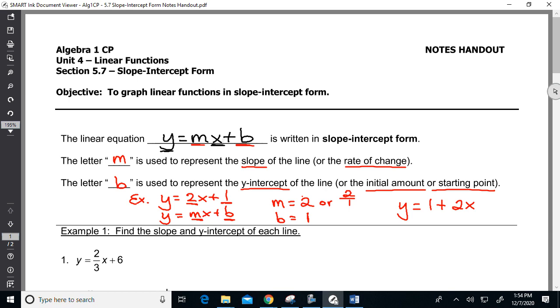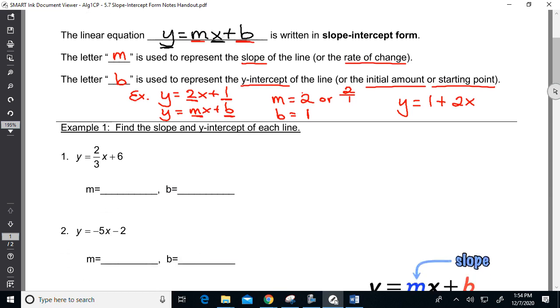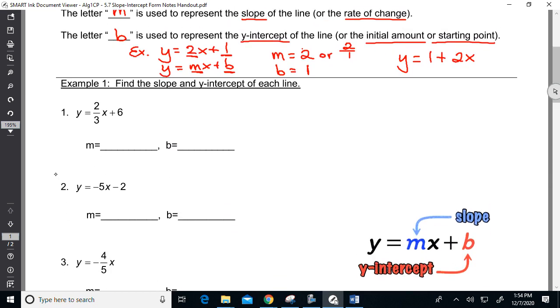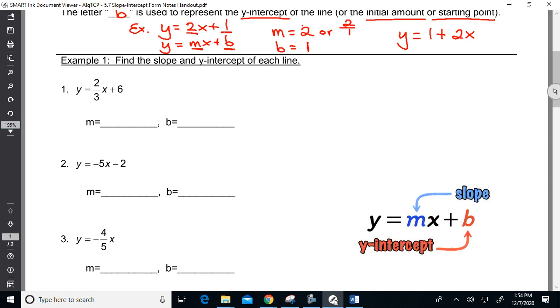We have to know how to identify it in order to be able to graph it, which we will do in a second. So let's practice identifying it before we start graphing. Once again, the slope is the M, the y-intercept is the B. The first few problems, we're just going to identify slope and y-intercept.